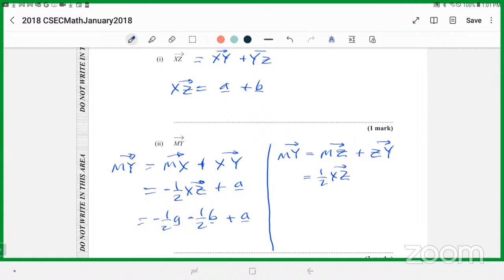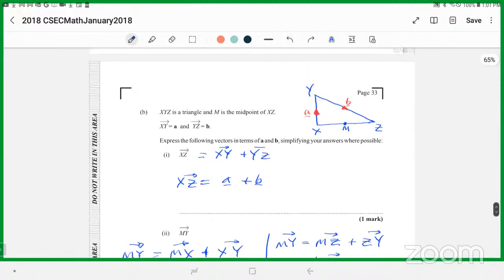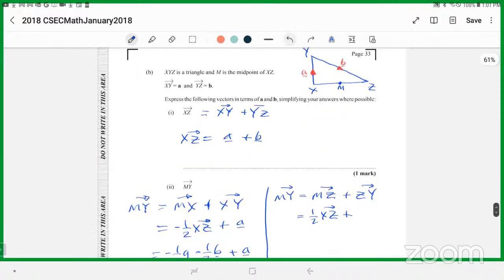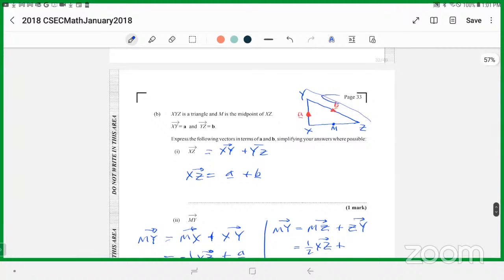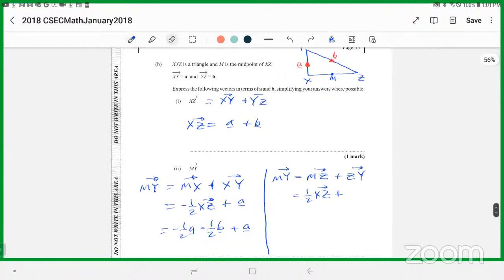And then what is the YZ? No, the ZY. What is the ZY? Z to Y is what? You can give me in terms of the B. What is Z to Y? Z to Y is just negative B. So for the Z to Y, I'm going to write minus B instead, because that's what this is. The ZY is just minus B.